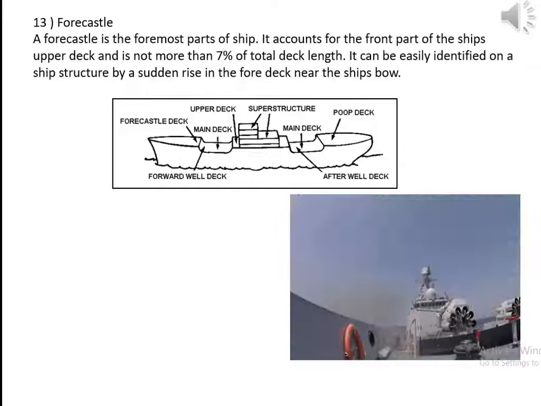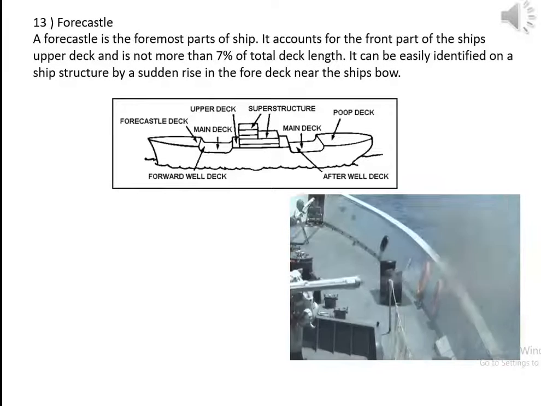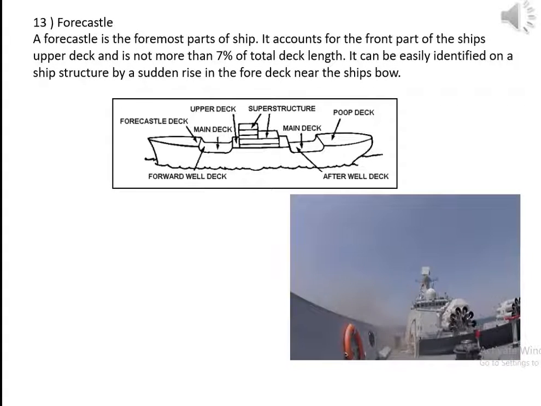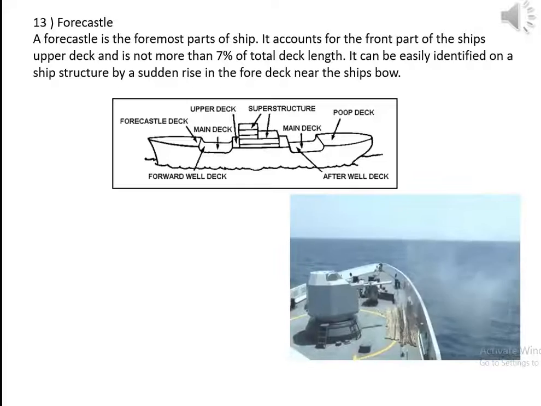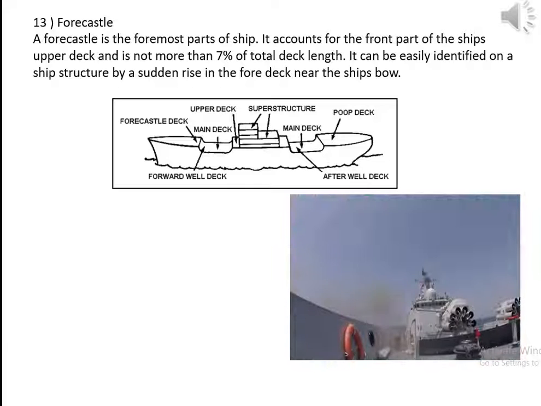13. Forecastle. A forecastle is the foremost part of a ship. It accounts for the front part of the ship's upper deck and is not more than 7% of total deck length. It can be easily identified on a ship structure by a sudden rise in the foredeck near the ship's bow.